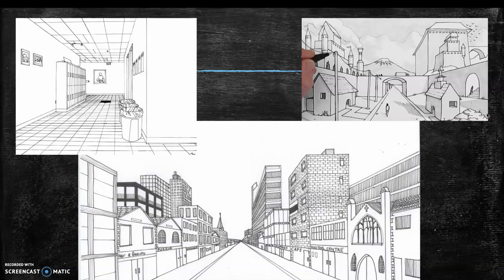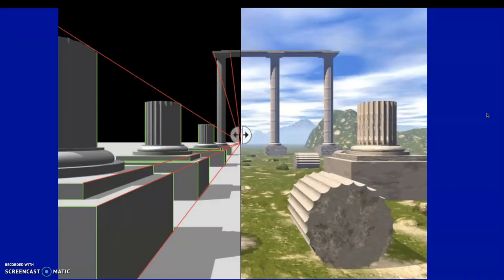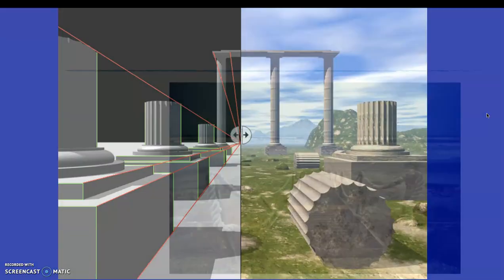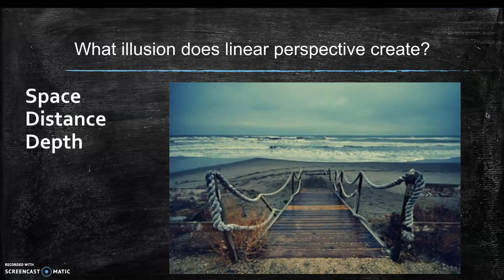So artists use linear perspective in order to create a sense of depth, to make the space look believable, even when we know it's a drawing. So what illusion does linear perspective create? It creates the illusion of space, distance, and depth, right? That's what makes it an illusion, because we know the drawing and painting is actually flat.